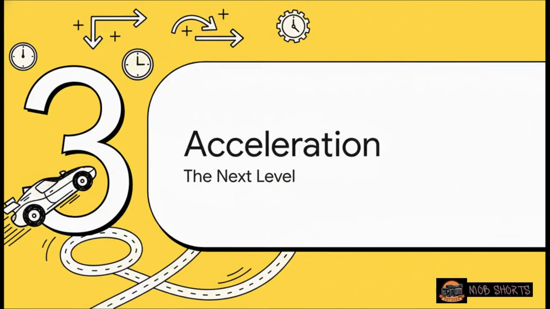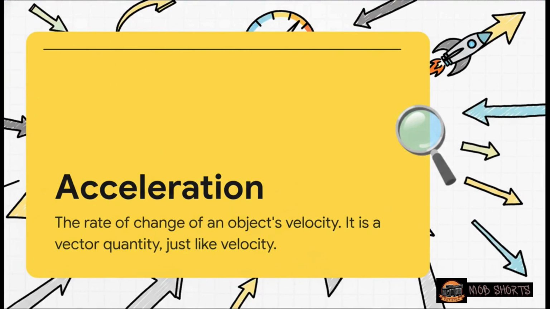Puzzle solved. But of course, in the real world, things don't usually move at a perfectly steady velocity. We're always speeding up, slowing down, turning corners, and all of those changes are captured by one single powerful concept: acceleration. Now here's the absolute key. Acceleration isn't the change in speed, it's the change in velocity.